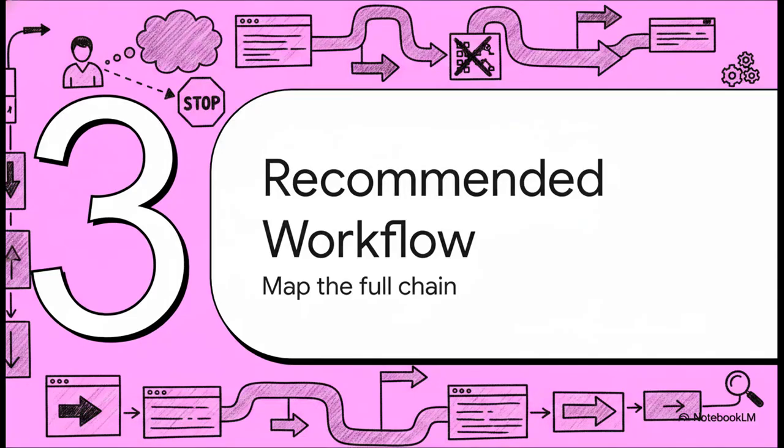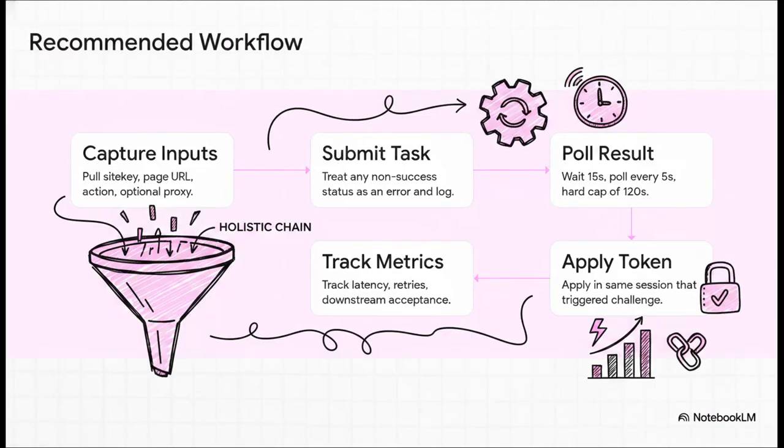All right, Part 3, mapping the full chain. Do not start with the CAPTCHA API call. Instead, you need to map out your architecture step by step. Step 1, trigger the backend workflow. Step 2, identify exactly where the CAPTCHA challenge appears. Step 3, figure out what data the workflow needs to collect. Step 4, submit and poll for the solve. And Step 5, confirm that the downstream success actually happened.